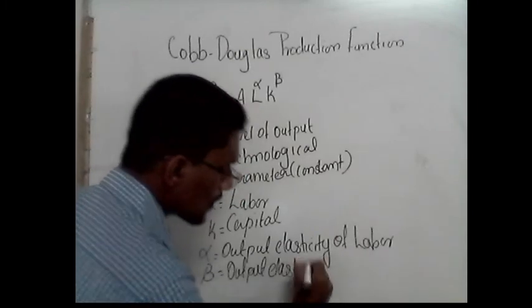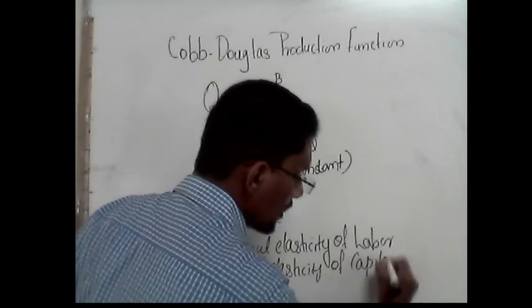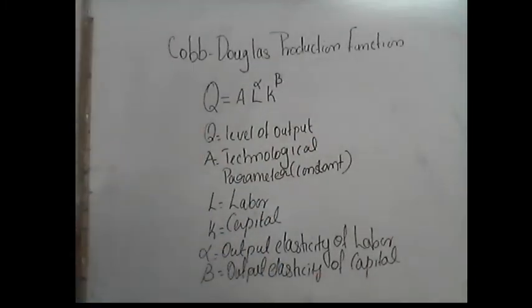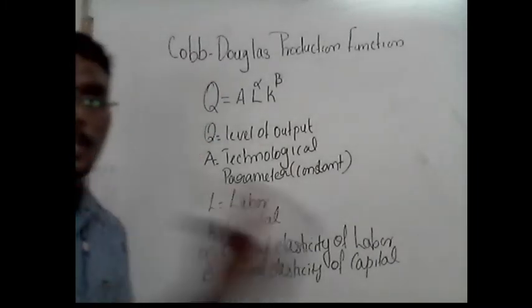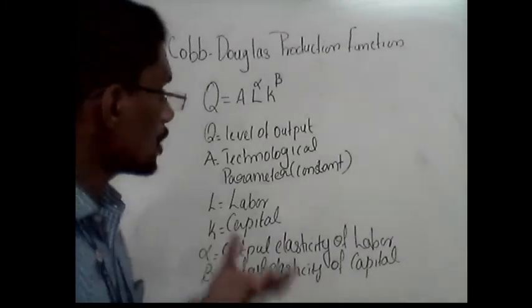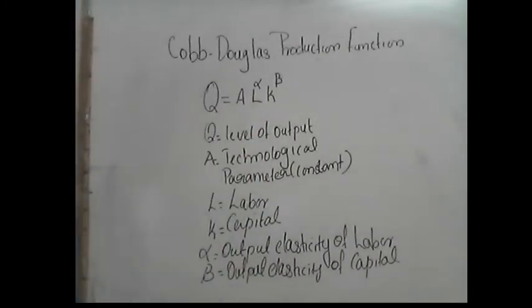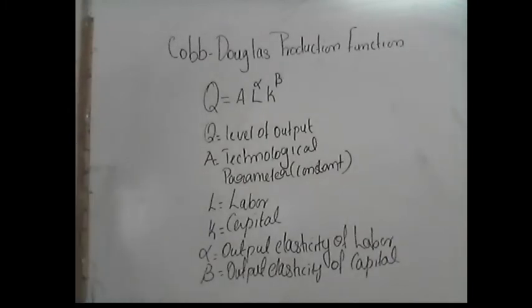By keeping labor as constant, an additional capital contributes something to the total output. Thereby, beta represents the changed output, that is, to what extent the output changed with respect to the change in capital. So these are the major components belonging to that particular production function, that is Q is equal to A L raised to alpha and K raised to beta.